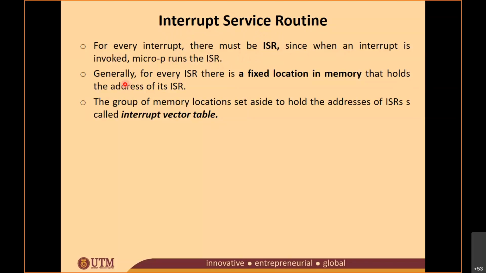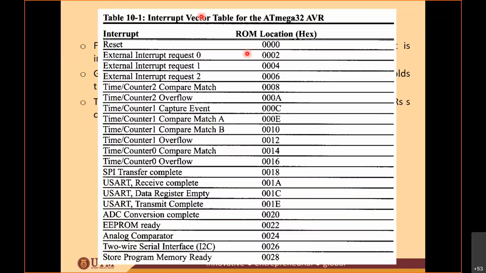Generally, for every ISR there is a fixed location in memory that holds the address of each ISR. This group of memory locations set aside to hold the addresses of ISRs is called the interrupt vector table. This interrupt vector table determines which interrupt has higher priority and which interrupt has lower priority. So this is the interrupt vector table. As you can see, the top here is the highest priority, while the bottom here is the lowest priority.